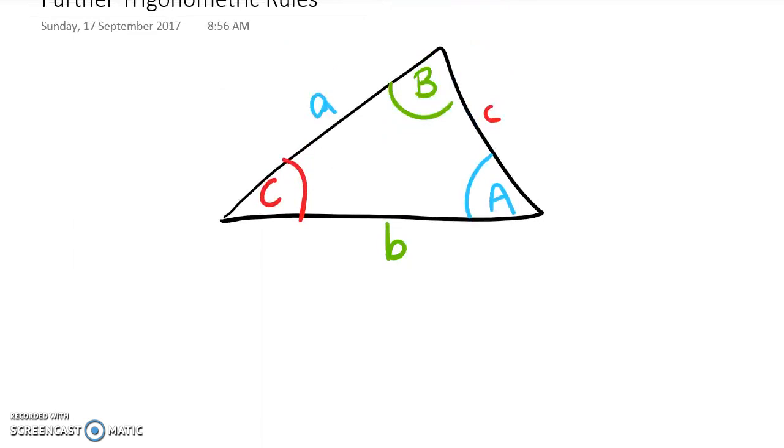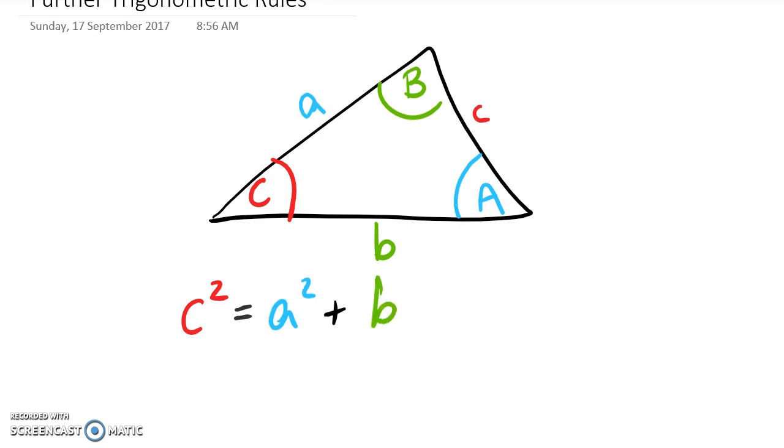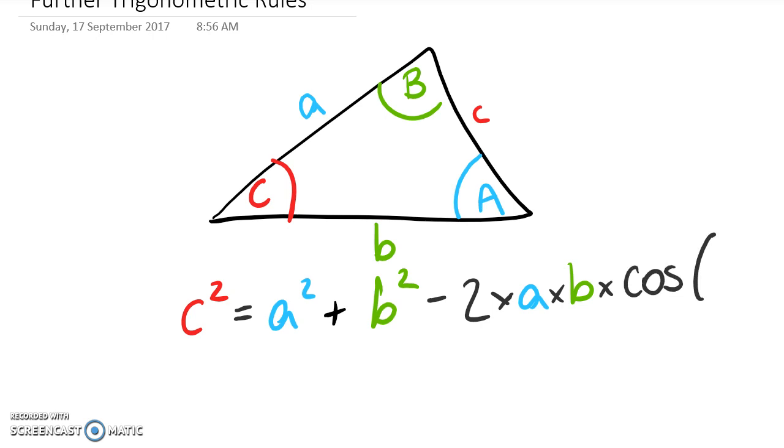The cosine rule states that c squared, little c squared, is equal to a squared plus b squared, take 2 times a times b times cos of capital C, which is our angle. Okay, so that's our cosine rule. And you can remember the cosine rule because it has cos in it.